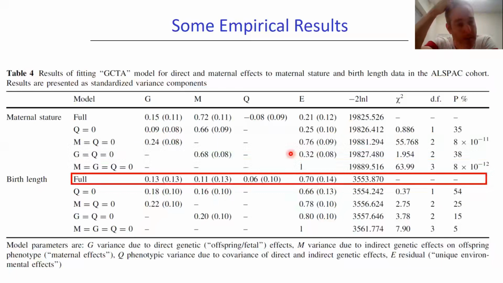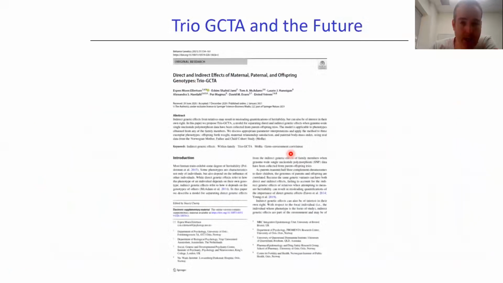We also looked at birth length. This is obviously a perinatal trait, so you would expect contributions from both the mother's genome and the fetal genome, perhaps. Basically, we didn't really have power to resolve definitively into these different variance components. But certainly, if you look at the full model, there seems to be some evidence there for a combination of maternal and fetal genetic effects on the phenotype.